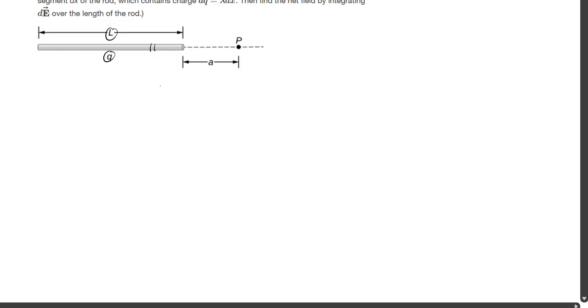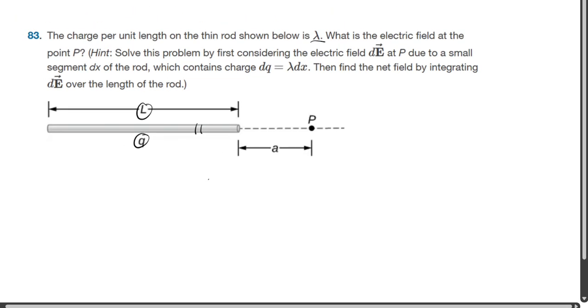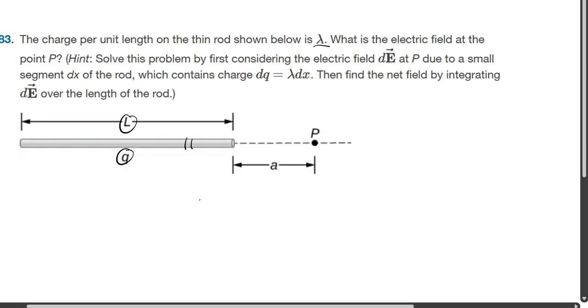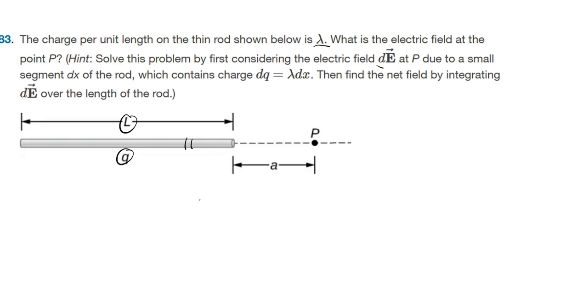All right, so the next thing we want to look at is the big bad hint we get here. Solve this problem by first considering the electric field dE at point P due to a small segment dx of the rod. This is a helpful hint, but the notation from calculus, and really calculus as a whole, can be a little intimidating in this course. Just view it as a tool that's going to help you find the electric field that you're looking for.